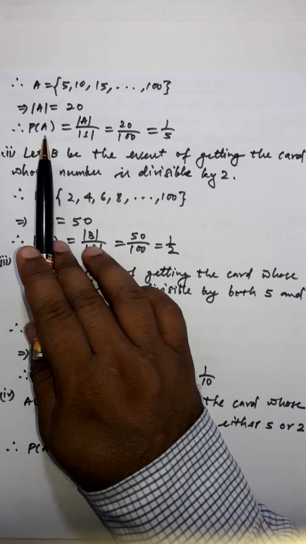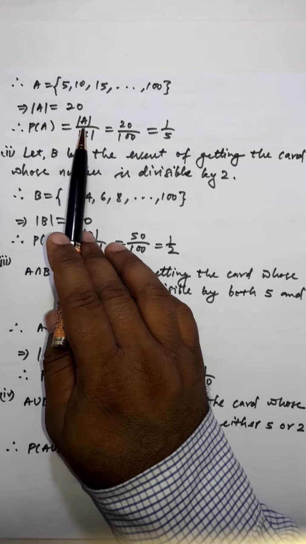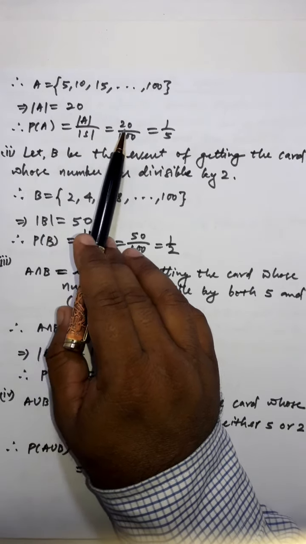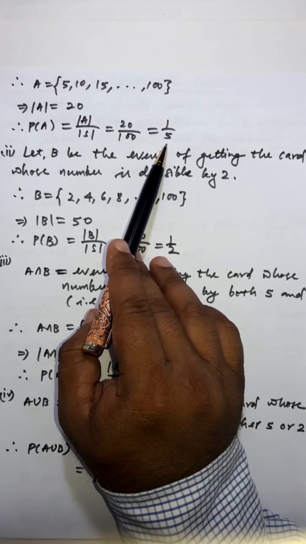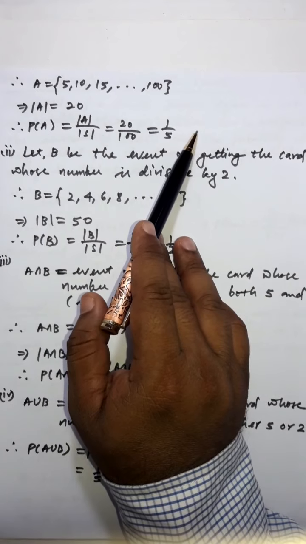Now the probability of the event A is size of A by size of S, which is 20 by 100. After cancellation, you will get 1 by 5. You can also convert it to decimals if you want.